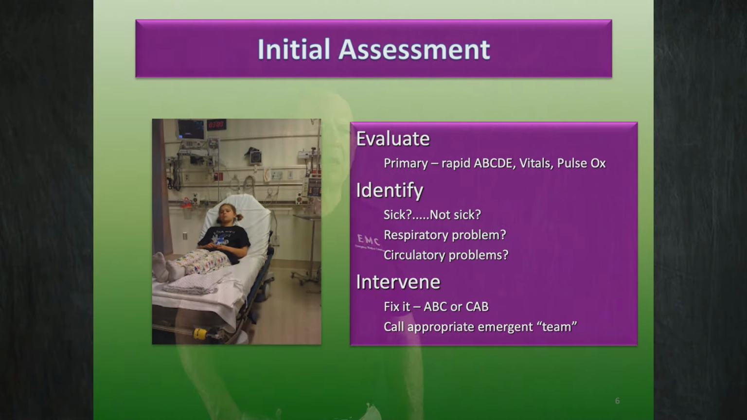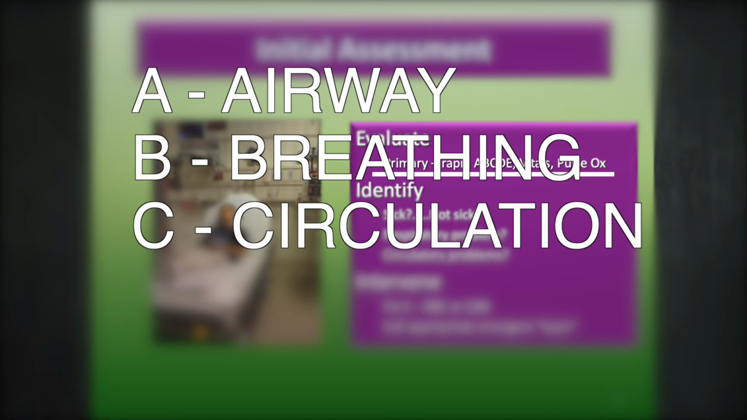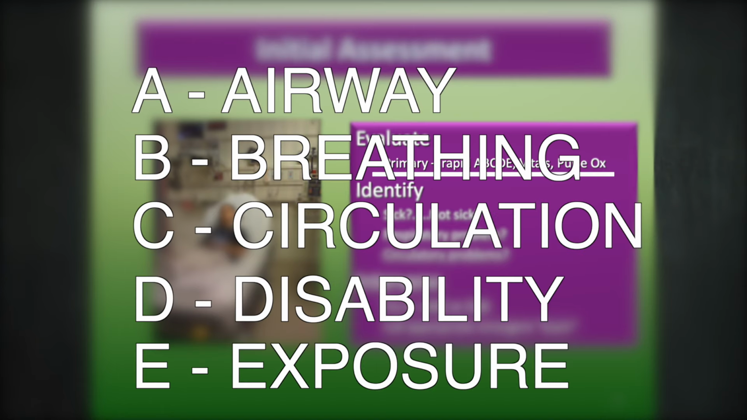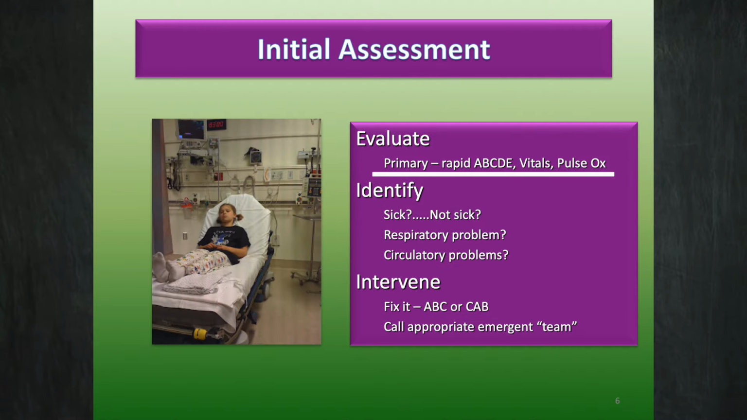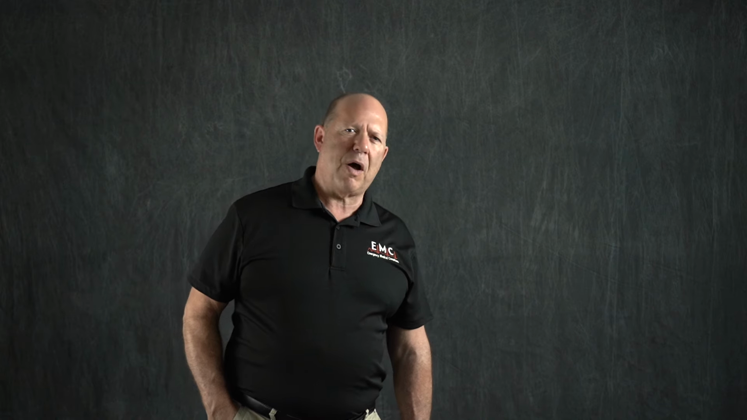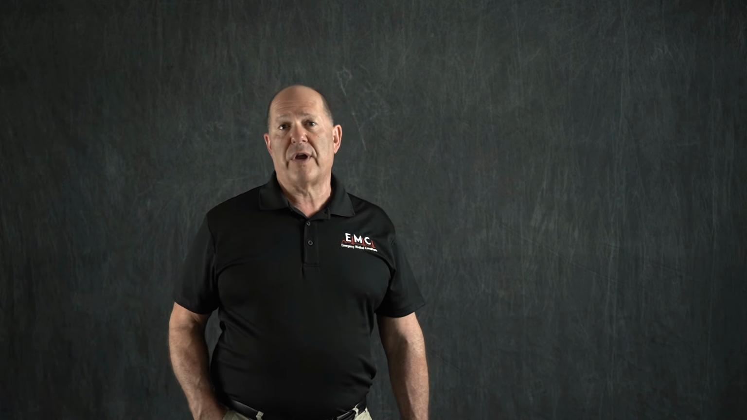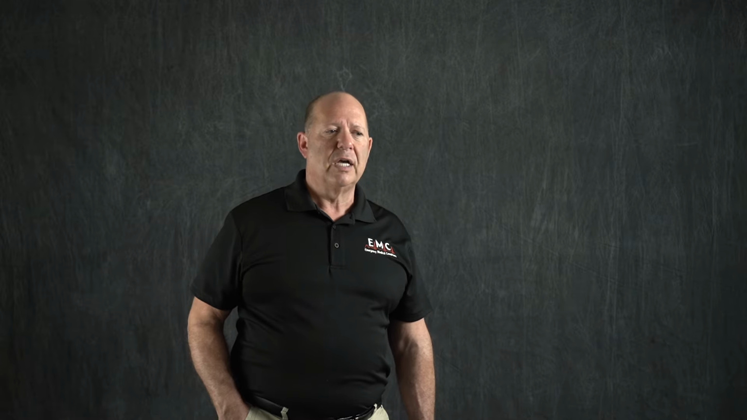So during the PALS class, we talk about evaluate, identify, and intervene. And what that means is this. The evaluation, we do a quick primary survey after we do the rapid assessment triangle. So we're going to do a rapid airway, breathing, circulation, disability, and exposure, or ABCDE exam. We're going to get as many vitals as we can get, and we're going to look at a pulse oximeter. By that time, in the first minute or so, we should be able to tell if this child is significantly ill or not. That is, do we need to call for help? Do we need a rapid response? Do we need to think about transferring or transporting him to a pediatric specialty facility?